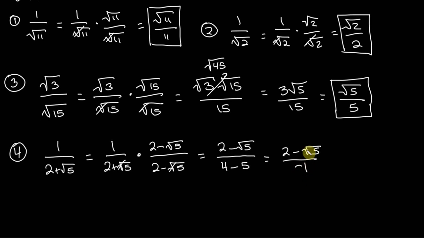Then we can't stop here. What we want to do is distribute this negative 1. Another way to think about it is distribute the negative sign. So this is going to become a negative 2, right? Positive becomes negative, so it's going to be negative 2. Negative times negative is just positive. So it's going to be negative 2 plus root 5.